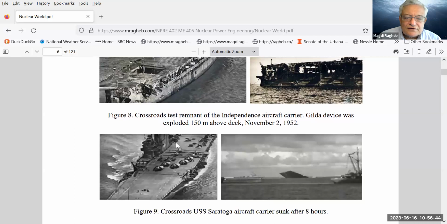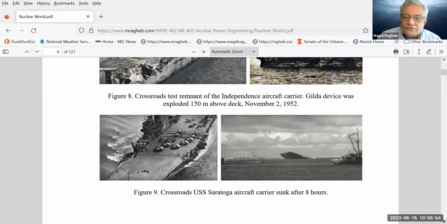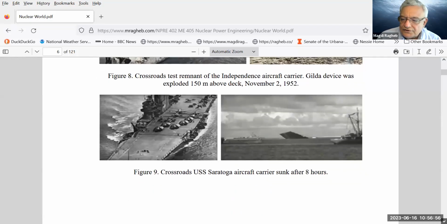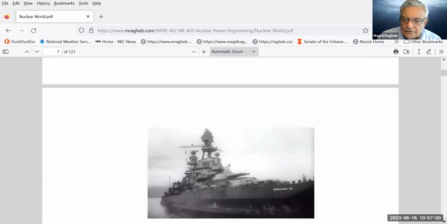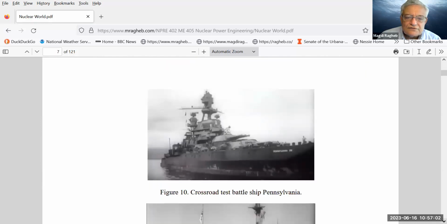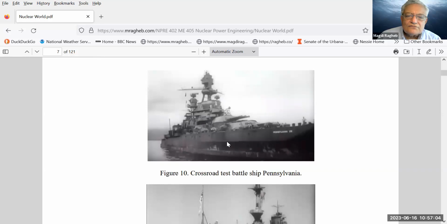Another aircraft carrier, the Saratoga, did not last too long. In fact, you could see that after 8 hours, the whole ship sunk down into the water. So nuclear devices are a great threat for an aircraft carrier fleet. This is one of the test ships, Pennsylvania. It was an old ship that was decommissioned.